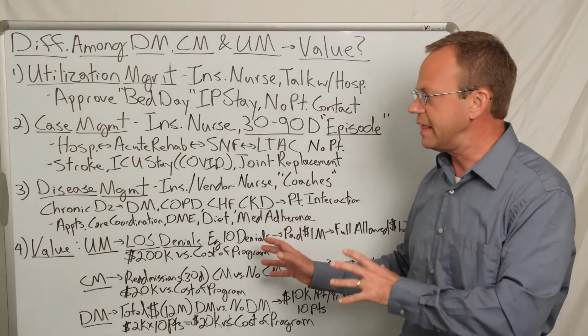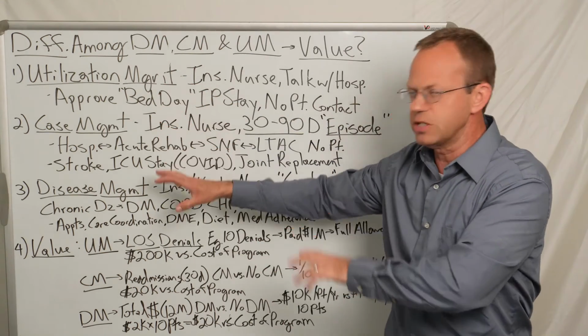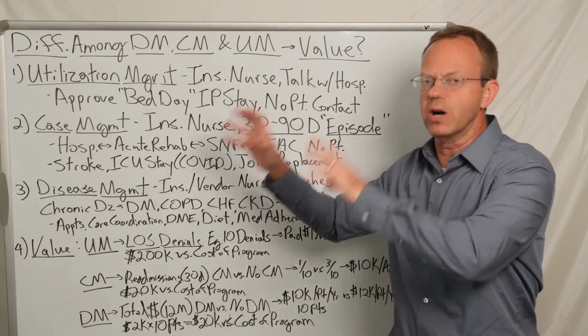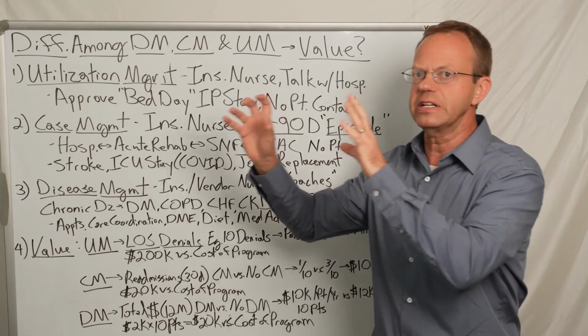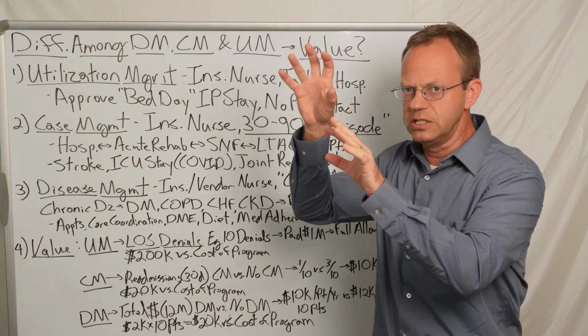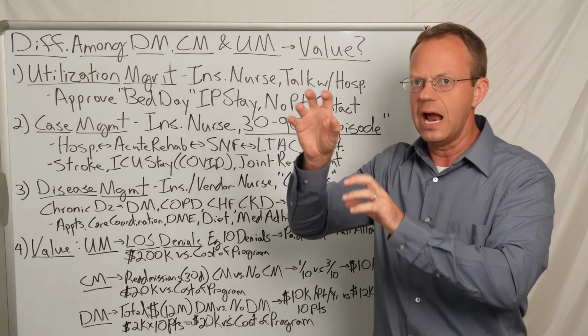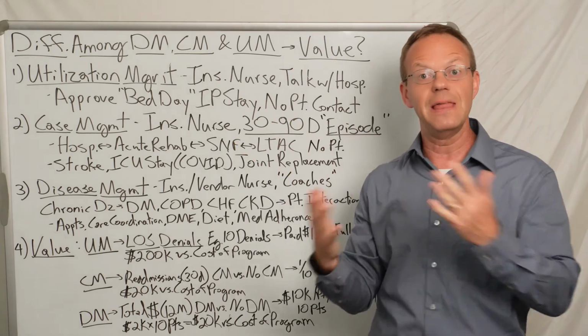The way that utilization management, case management, and disease management function is actually very different, and the way they provide value is actually very different. So it's very important to differentiate amongst the 3 and then measure them separately. And that's my point for today.